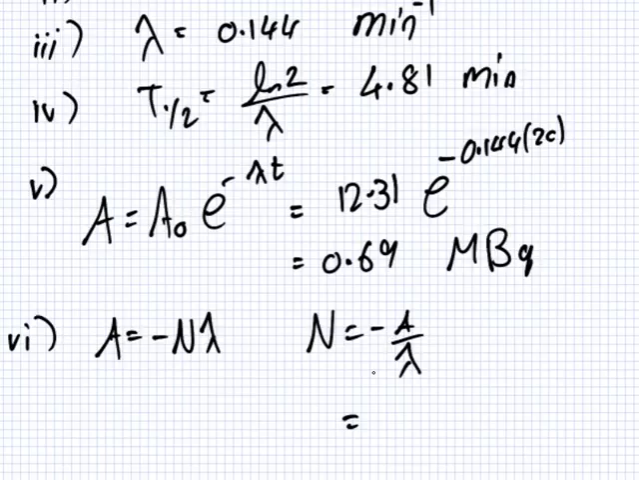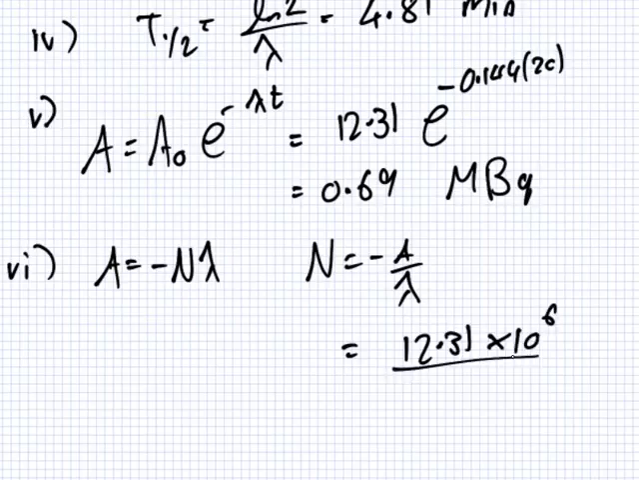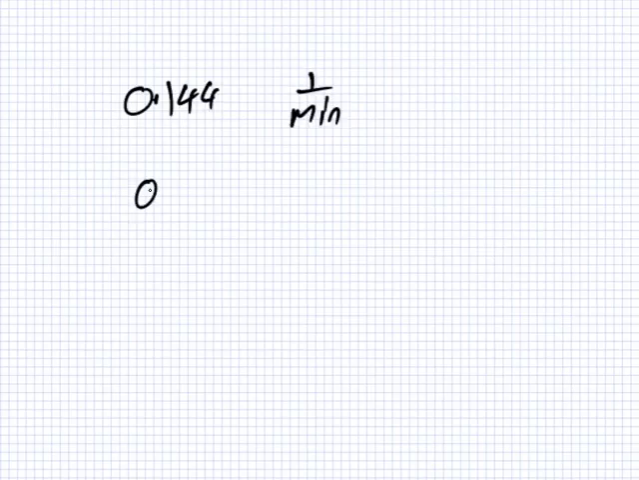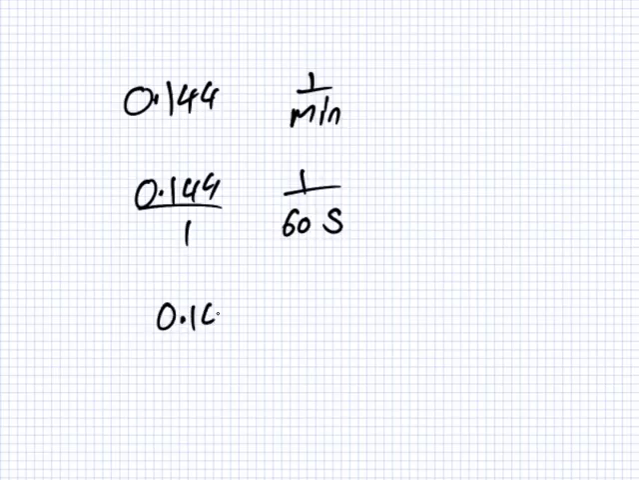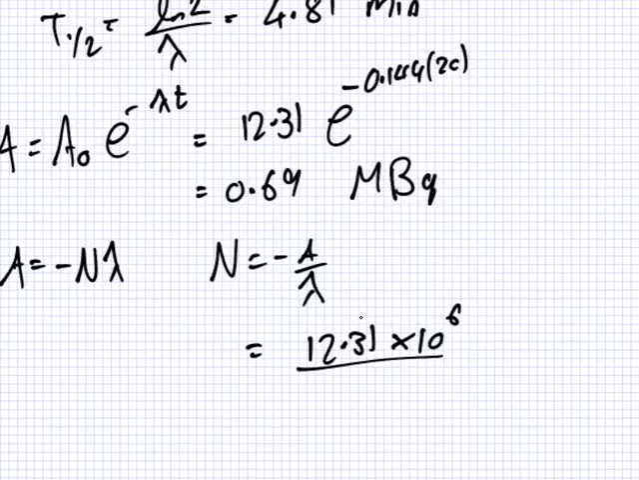But what is my constant here in? Minutes, so we'll have to convert that into seconds. And the other one's a mega. Now it's 0.144 per minute. If I just go to the side here, 0.144 per minute is equal to 0.144 over 60 per second, since a minute is 60 seconds. So I just have to divide it by 60.